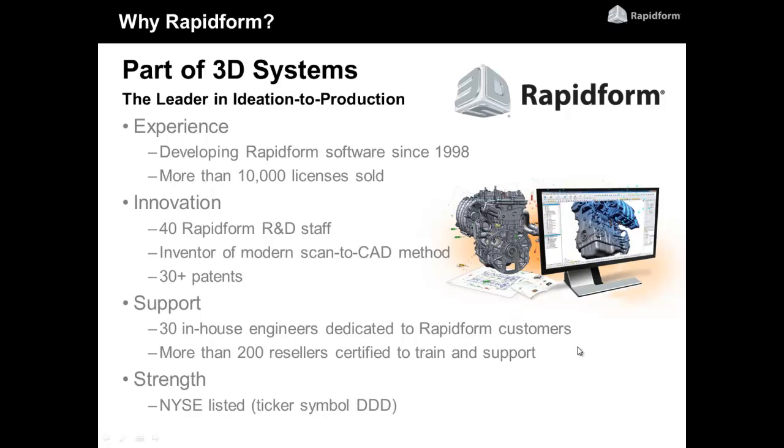As I mentioned, and this happened just about a week and a half ago, we are now part of 3D Systems. Many of you know 3D Systems as a leader in 3D printing and services and materials. We are now a part of that family of products. As for Rapidform, we're now 3DS Rapidform, and we've been developing the Rapidform software for processing 3D scan data since 1998, with more than 10,000 licenses sold worldwide.